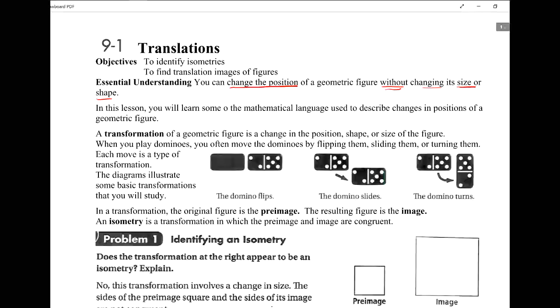Okay, first vocabulary here, a transformation. That is going to cover all of our changes. A transformation is a change in position, shape, or size of a figure. Okay, we do things like flip, or slide, or turn.